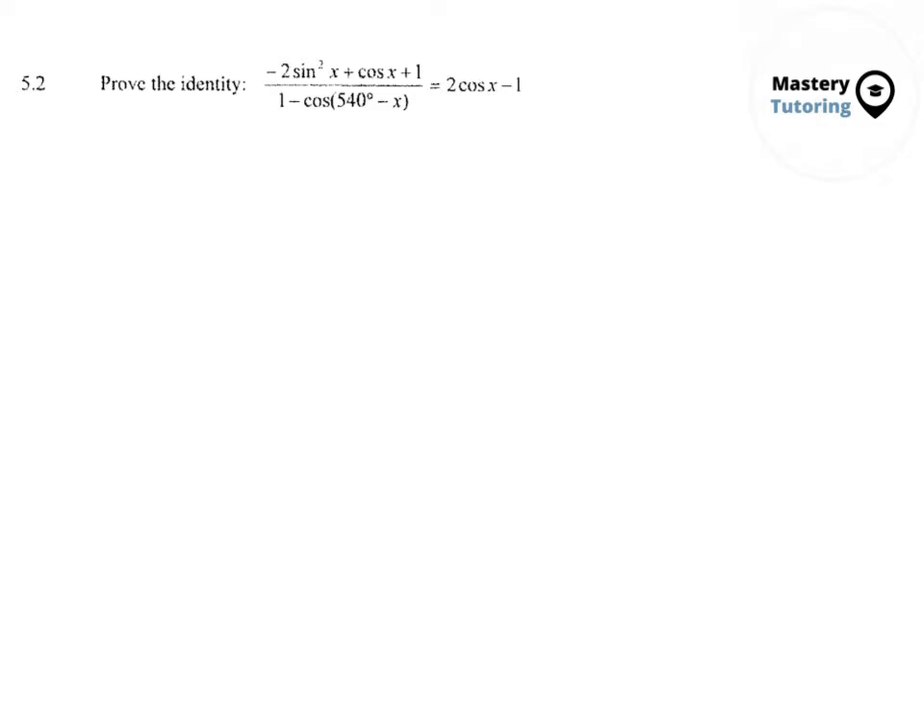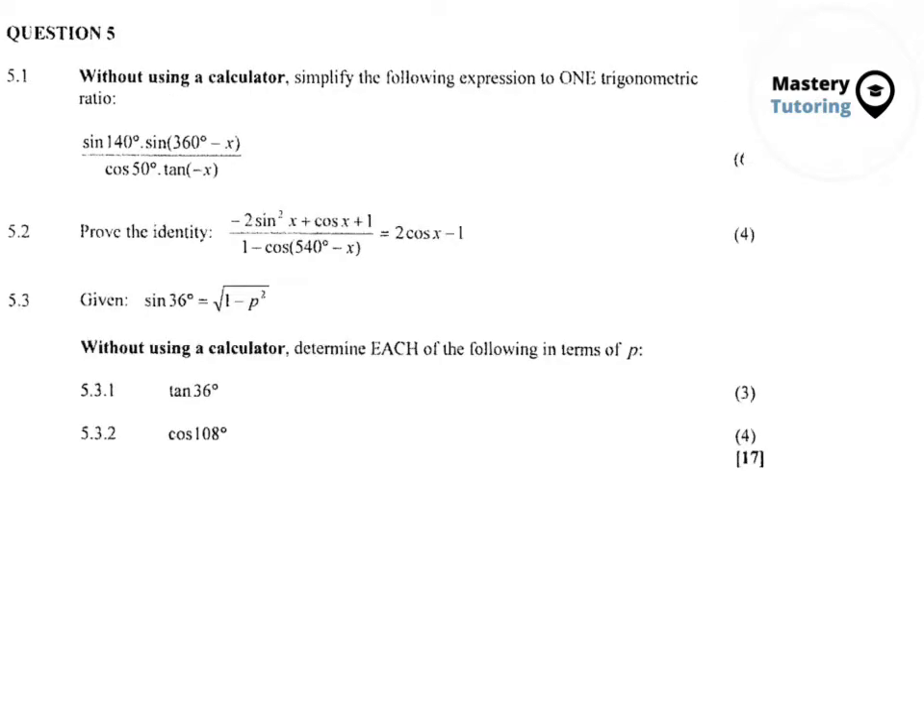Without further ado, we're going to start solving the question on the screen. So this question, let me move back to the first page. This question here was taken from 2021 paper 2 final exam. As you can see, this is question 5. It says, without using a calculator, simplify the following expression to one trigonometric ratio. So this is the expression that we are given. We need to simplify it to one trigonometric ratio.